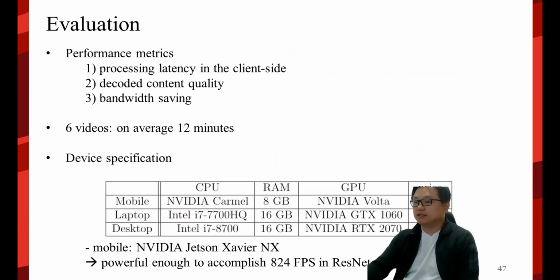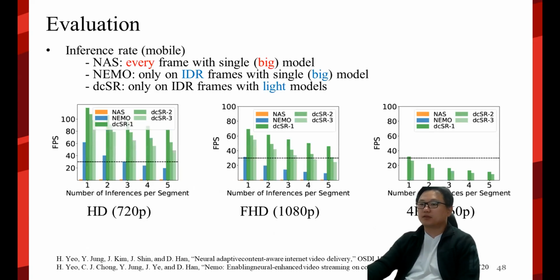So we evaluated on the NVIDIA RTX. Also, we ran on NVIDIA Volta, which is Jetson Xavier. Okay, so this is the performance of it. So HD video, full HD, 4K video with inference rate. Inference rate, the smaller the better.